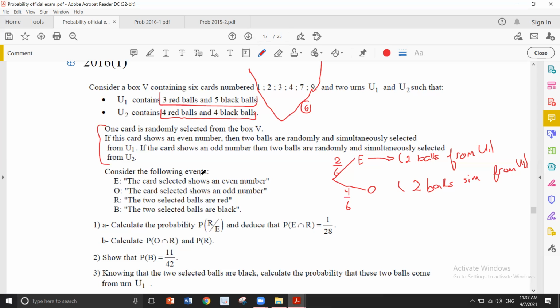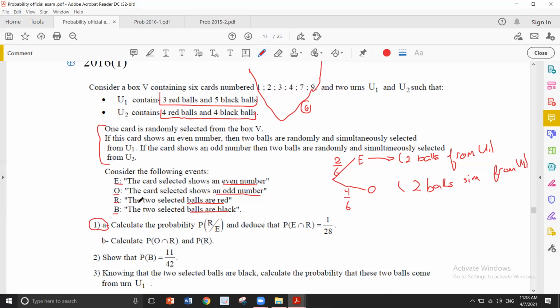Consider the following events. E: the selected card shows an even number. O: the selected card shows an odd number. R: the 2 selected balls are red. And B: the selected balls are black. Okay, up to here you understand.